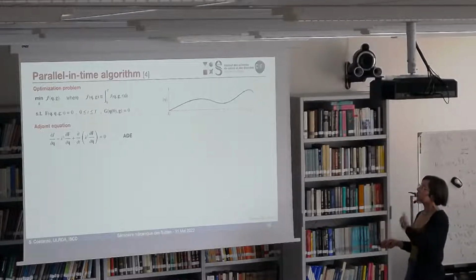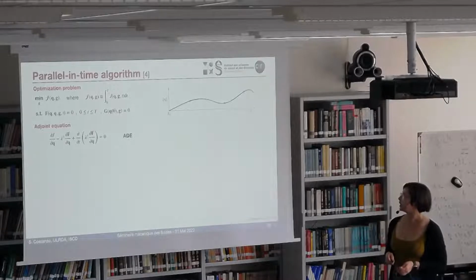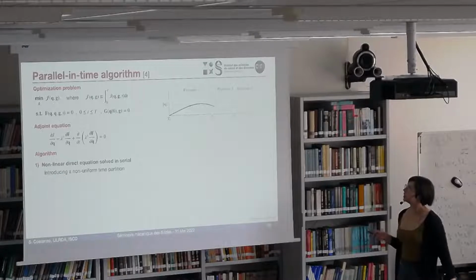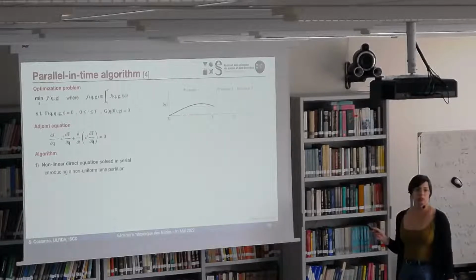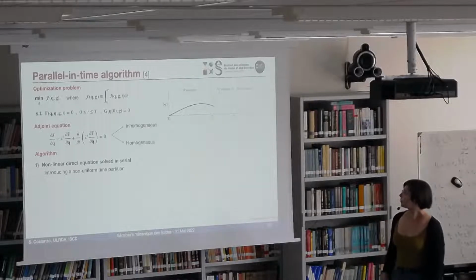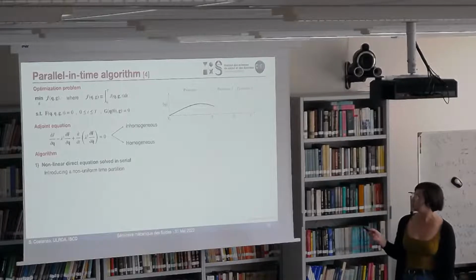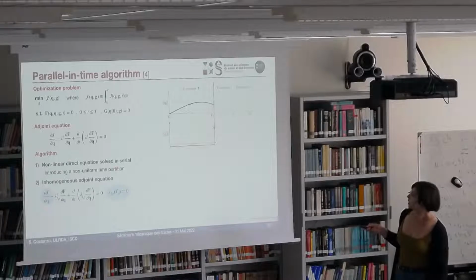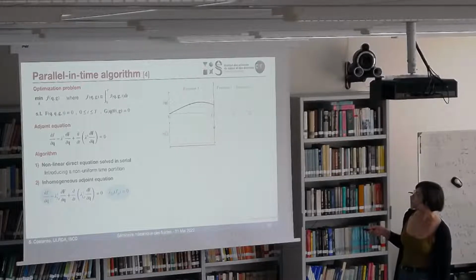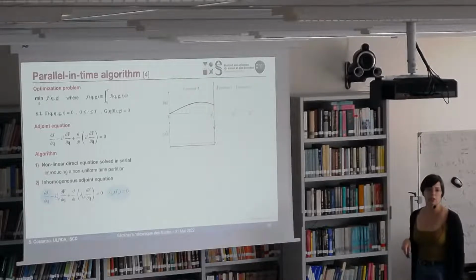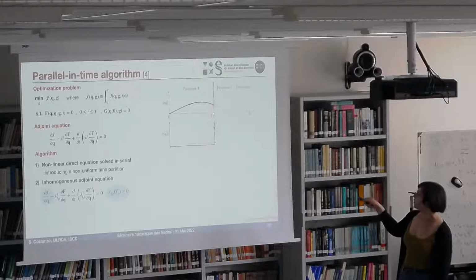So we form the adjoint equation, which is as well an ADE. And then we say, okay, we solve the direct problem still in serial, but we define a time partition on different processors. Then the adjoint equation is split into inhomogeneous and homogeneous counterparts. So then we can start integrating the inhomogeneous equations with 0 initial condition as soon as processor 1 finishes the resolution of the direct problem. When we are here, we have everything we need to integrate this equation on this time partition.